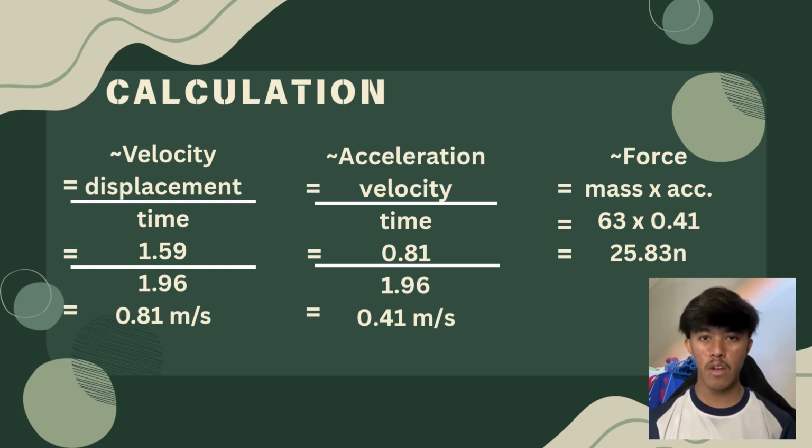Next, acceleration. The formula for acceleration is the velocity divided by time. So the velocity that we got just now, which is 0.81, divided by 1.96, and the answer is 0.41 meters per second squared. Lastly, force. The force formula is mass multiplied by acceleration. The mass is 63 and the acceleration is 0.41 and the answer is 25.83 Newtons. That's all from me. Thank you.